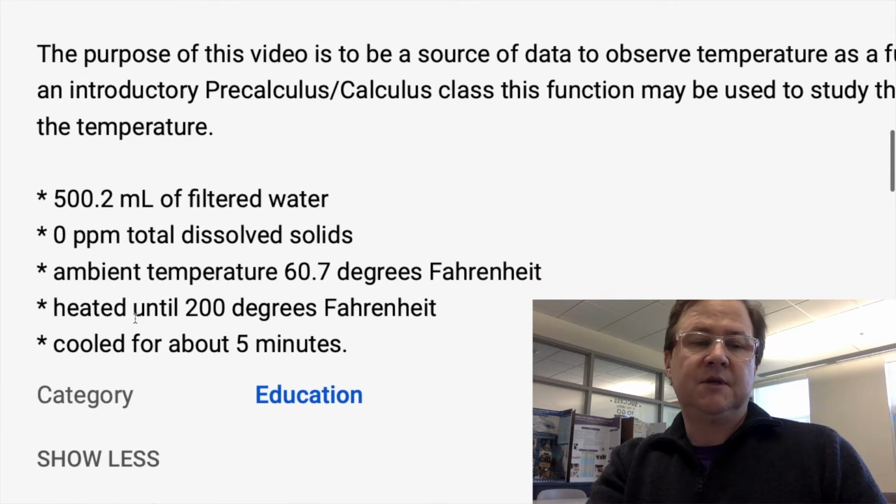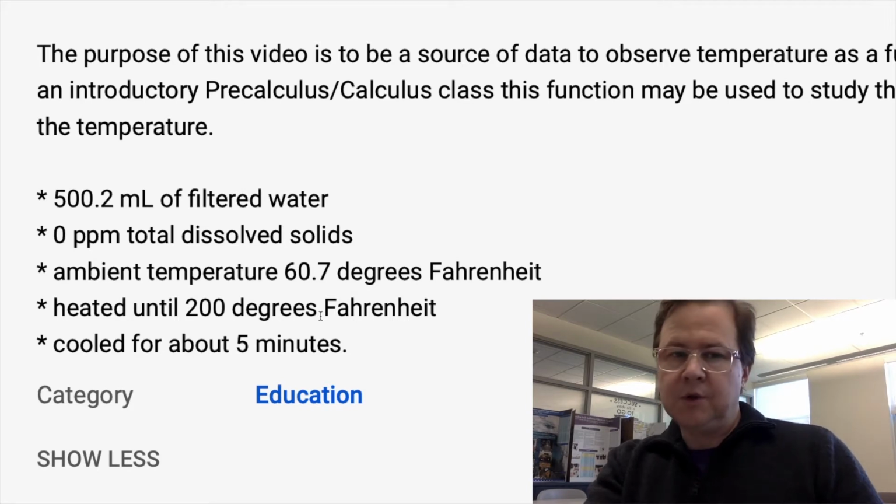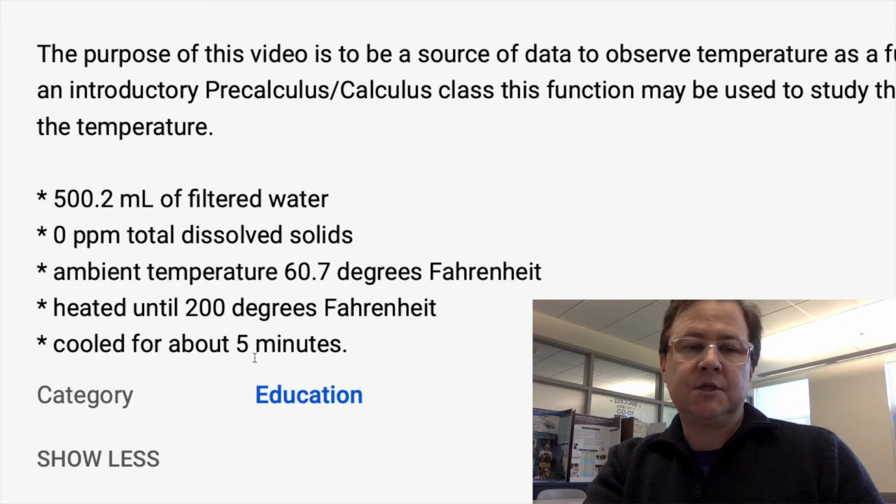In this particular video, I'm looking at half a liter of filtered water. I measured it to have 0 parts per million of total dissolved solids. The ambient temperature at the time was 60.7 degrees Fahrenheit, and it was heated until it reached a temperature of 200 degrees Fahrenheit. Bear in mind that the water boils at 212 degrees Fahrenheit, and what you'll notice is that there's some carryover. It continues to heat even after the electricity is shut off, and then I just allowed it to cool for about 5 minutes to observe the rate at which the water cooled.